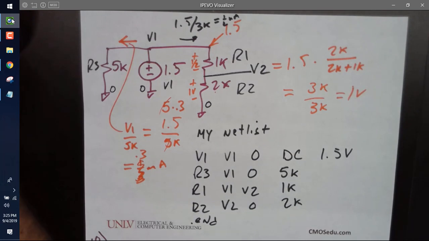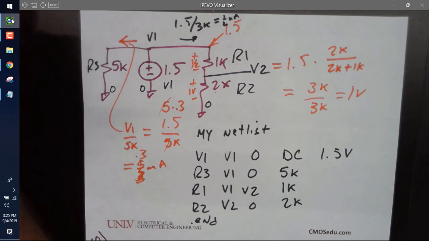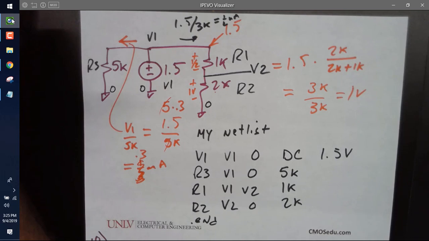Now, would it be unreasonable for me to give you a circuit and say write the SPICE net list for this? I mean, if it's just voltage sources and resistors. I don't think so, but I'm sure some of you would not agree that that's a reasonable quiz question. What is this?